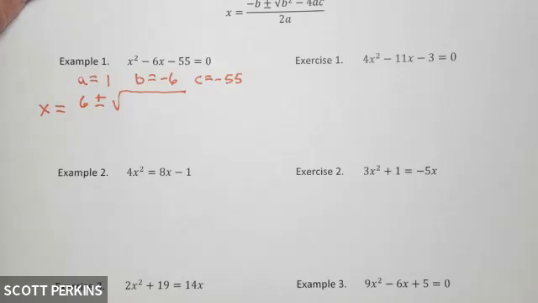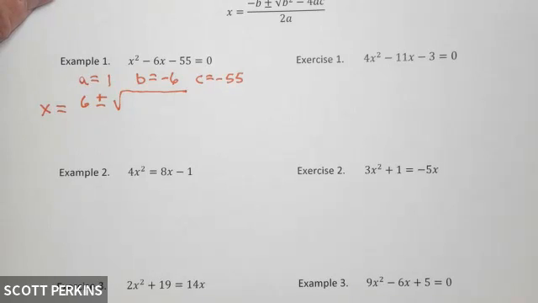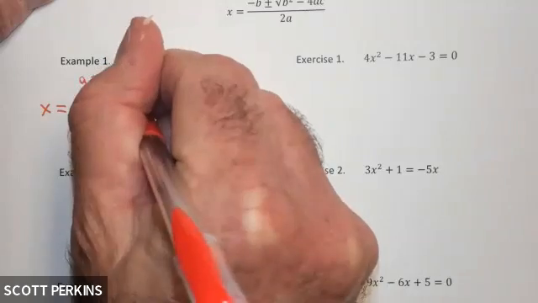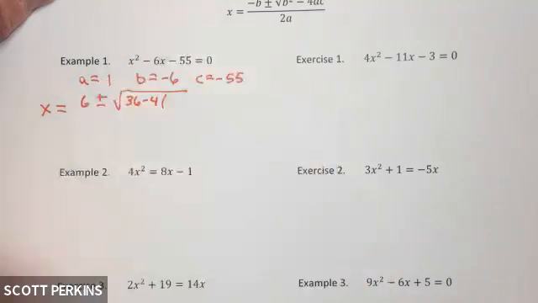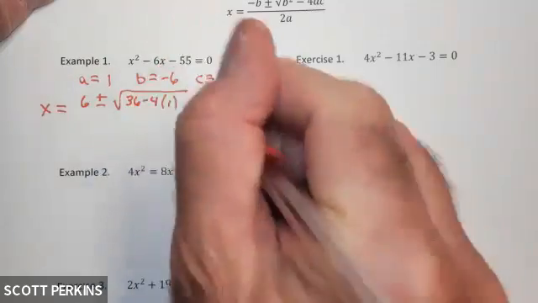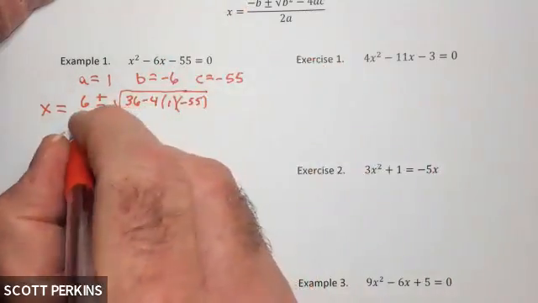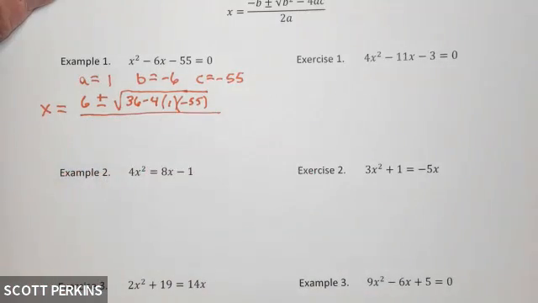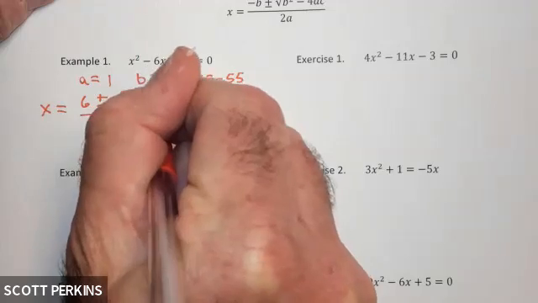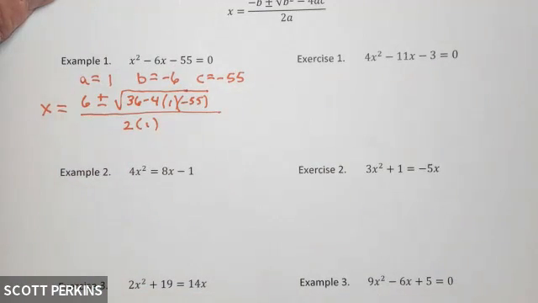You'll definitely remember it. And so now b squared, negative 6 squared. What do I get when I square negative 6? Positive 36. Yes, great job. Minus 4 times a, which is 1, and c, which is negative 55, all over 2 times a. 2 times a is 2 times 1, or it'll just be 2.